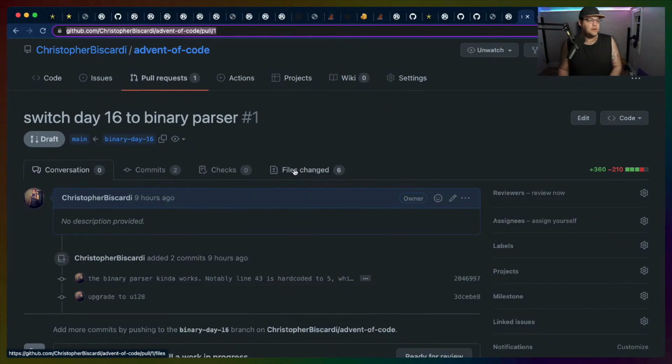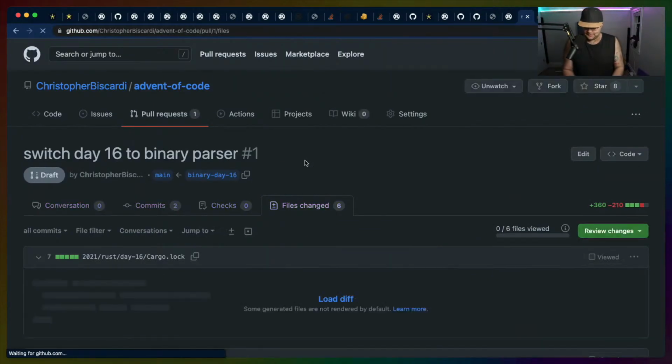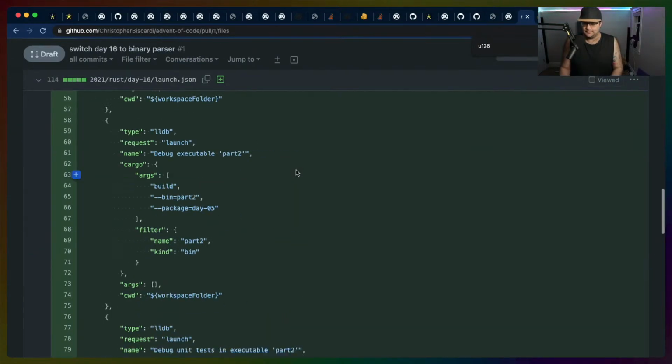I think that the last thing to do in this pull request, so this is the non-binary parser from yesterday, the last thing to do in this pull request is going to be to expand that U128. If I can find it.